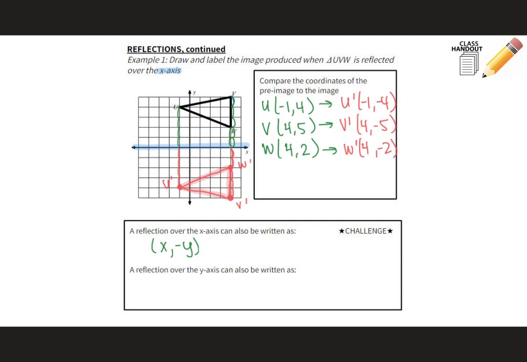So from that, we can probably extend and think, okay, what would a reflection over the y-axis look like? In that case, we're reflecting it to the left. So the y coordinates are going to stay the same because they're going to be on the same level, but the x coordinates are going to be flipped to the other side. So a reflection over the y-axis can be written as (-x, y). This isn't something you necessarily need to know, but just a little extension for those of you who want a little bit of a challenge.